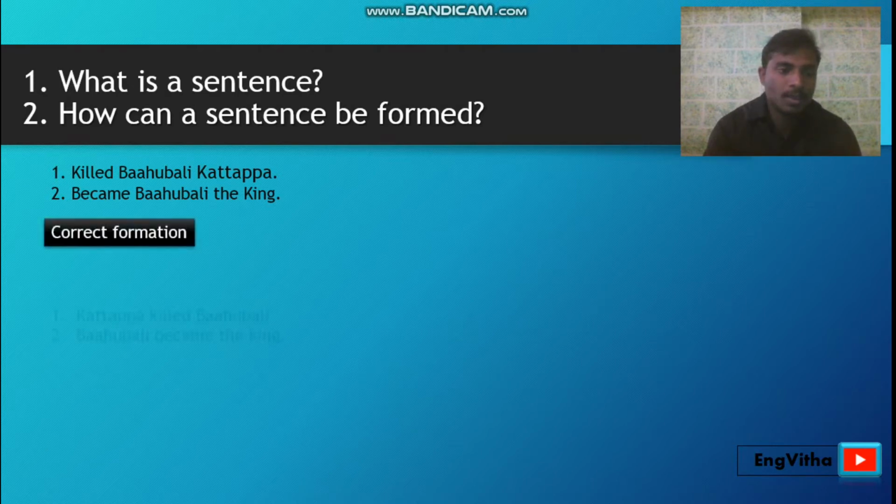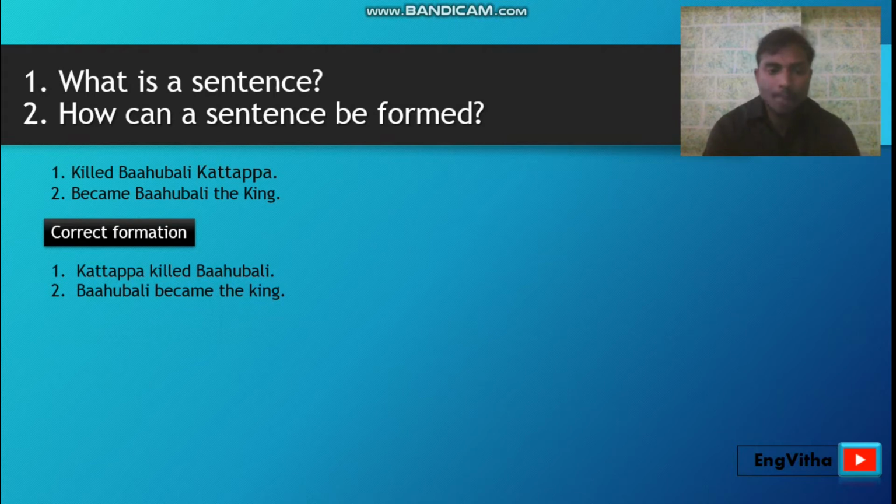Here we have, let us look at the first sentence. Kattappa killed Bahubali. Here you can understand that Kattappa killed Bahubali. Here Bahubali died. That message is conveyed. But in the first lines, "killed Bahubali Kattappa", it is not at all a sentence because it is not conveying any message. Then two, "became Bahubali the king." Does it make any sense? No. But what is the correct sentence? The correct sentence is Bahubali became the king. So from these two sentences, Kattappa killed Bahubali, Bahubali became the king, these are the correct way of making a sentence. So how could a correct sentence be formed?